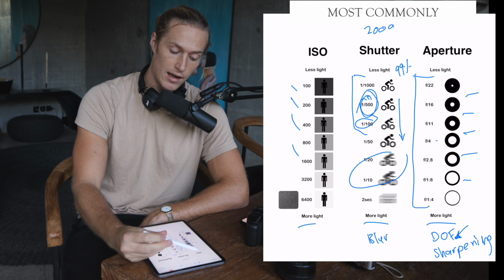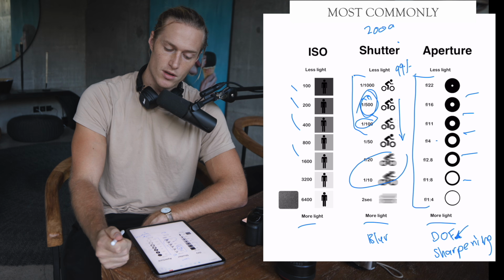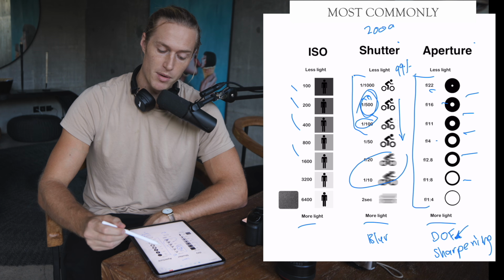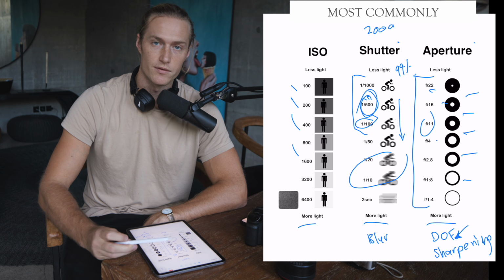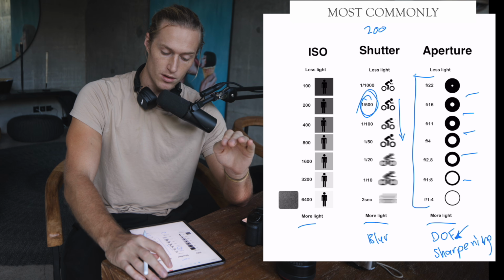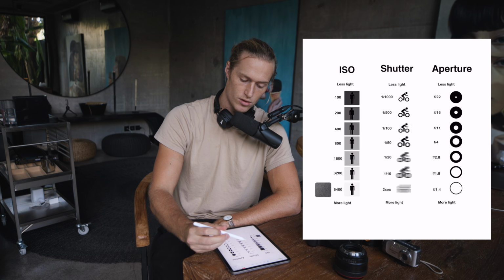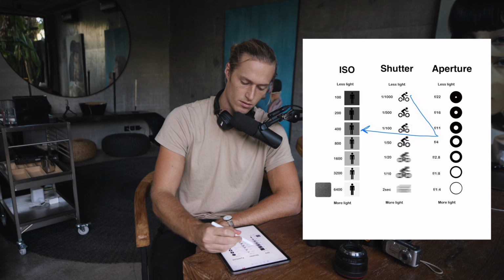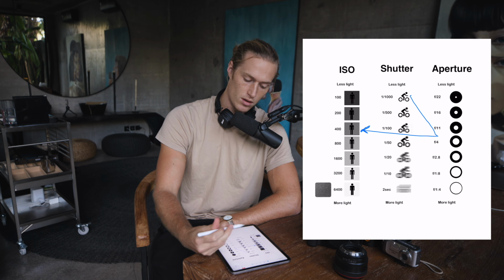So ISO last, shutter first, and then aperture in the middle, because I'm going to play around and bounce between these for creative decisions. And then I just want a sharp photo. So that was most of the time, the majority of the time. It's sort of how I think: shutter to aperture to ISO most of the time.